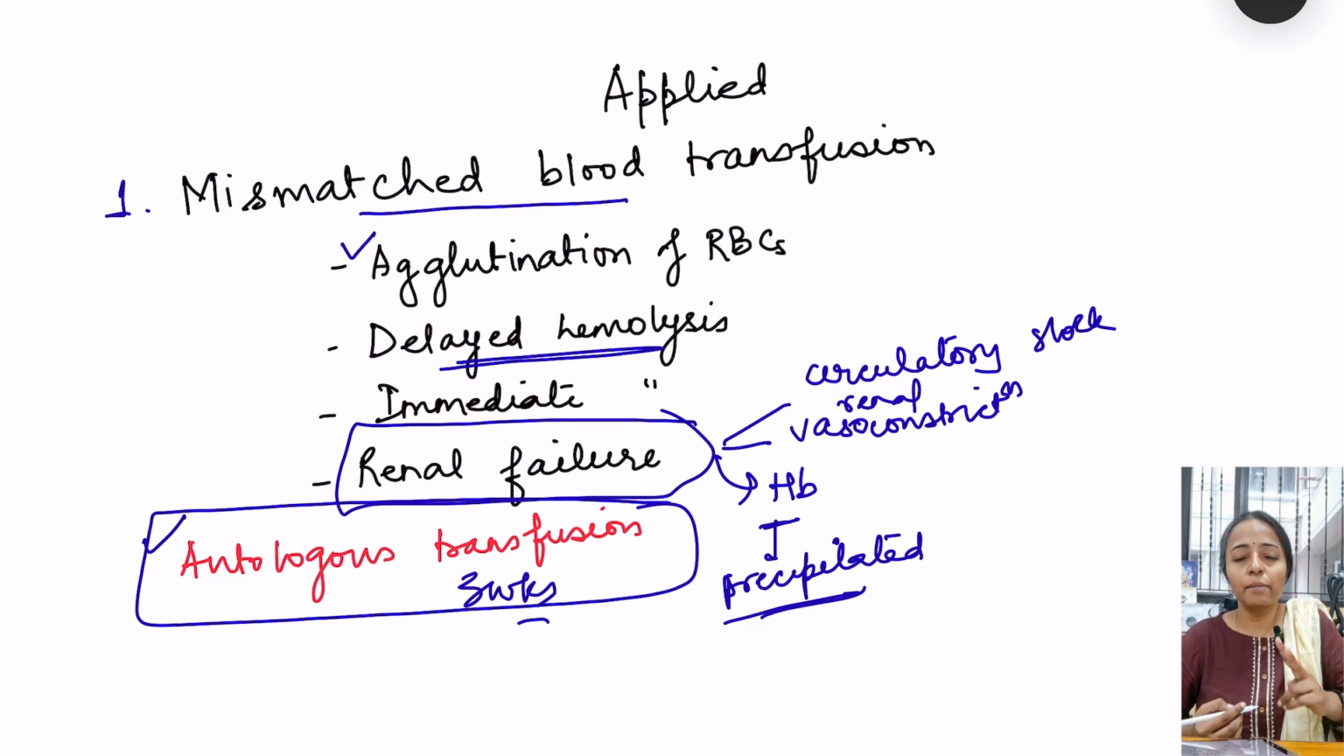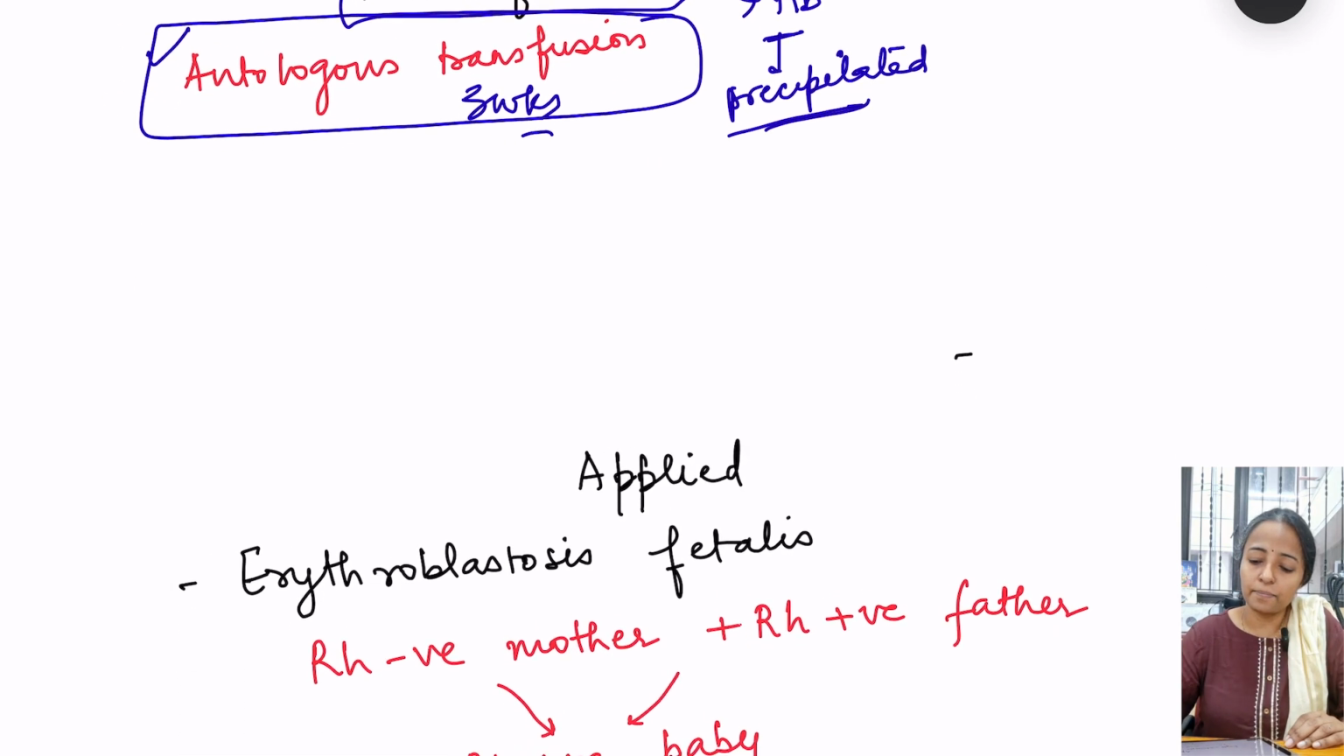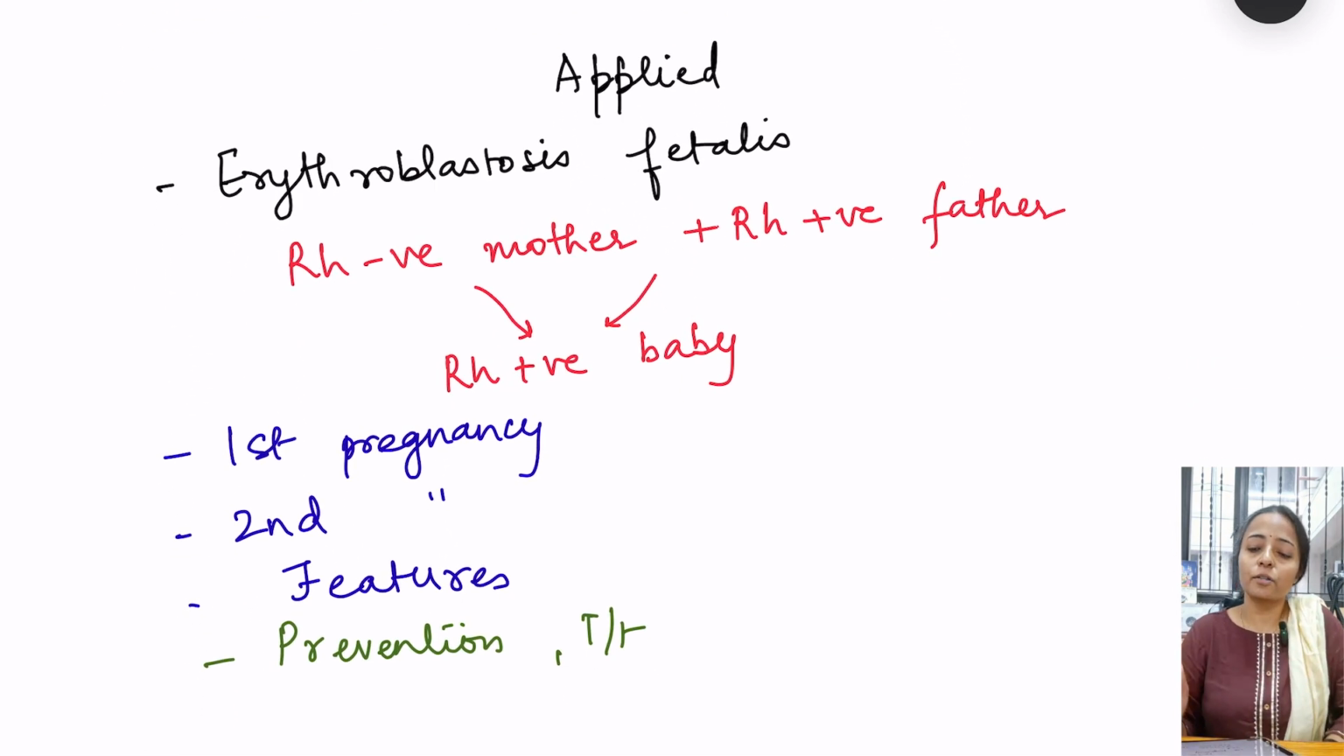Coming to the second important applied aspect, that is erythroblastosis fetalis. What is erythroblastosis fetalis? It is a disease of the fetus and newborn. It occurs if an Rh negative mother bears an Rh positive baby. And when can it happen? When the father is Rh positive.